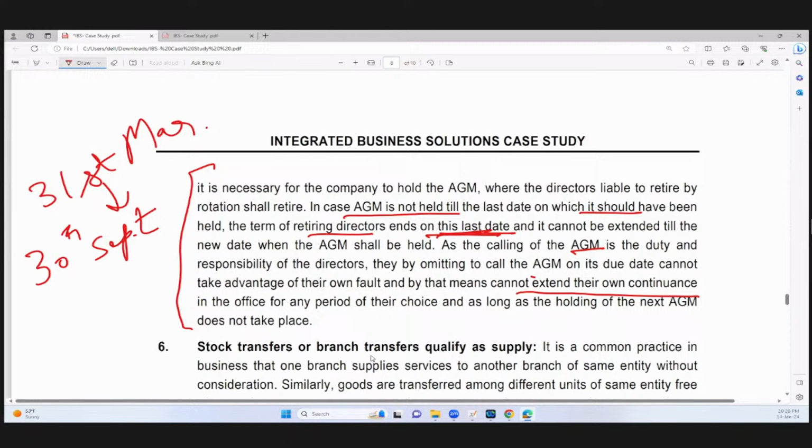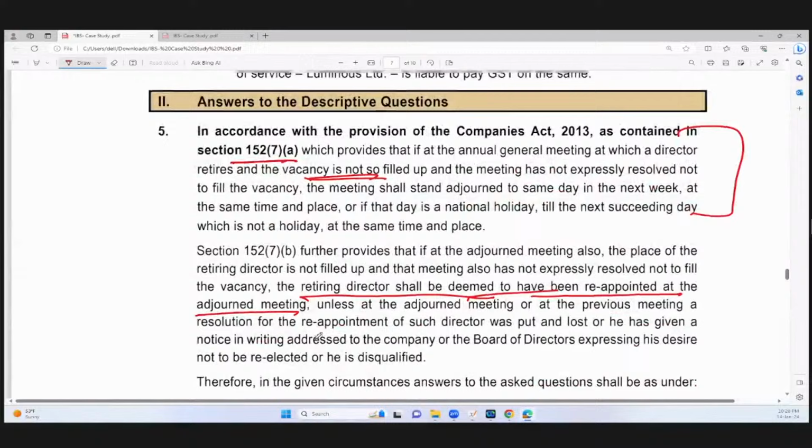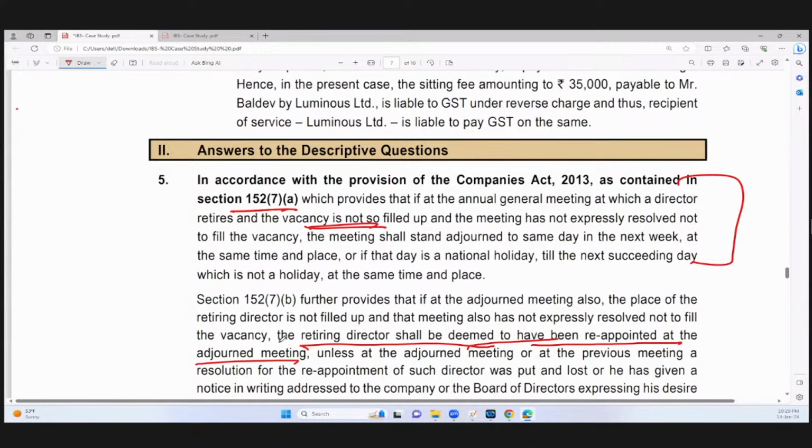If the AGM is not held by 30th September, that does not mean the retiring auditors will continue. Because it is the duty of the directors and the company to conduct the AGM, if the AGM is not held, then the retiring auditors will vacate their office and some other auditors will be appointed in their place. So this is the overall provision relating to section 152(7) and 152(6). This is covered under chapter 1 of your Set A self-paced module, appointment and qualification of directors.